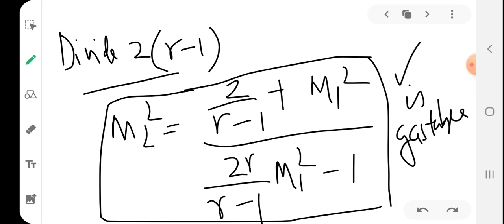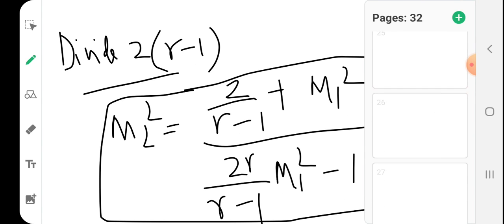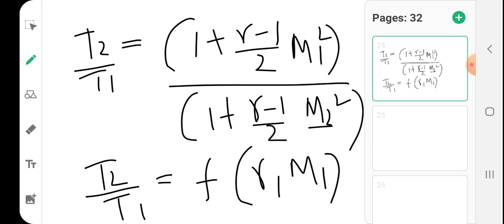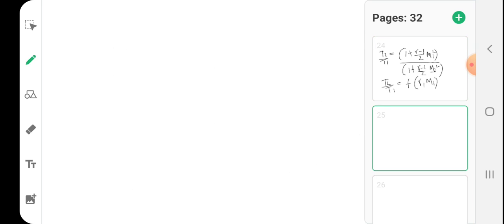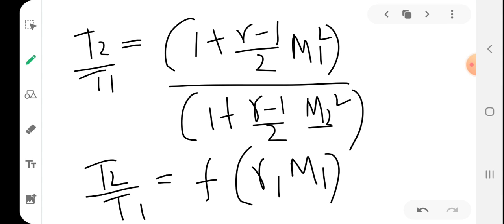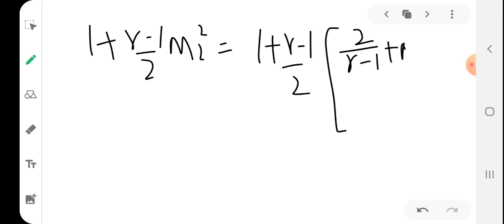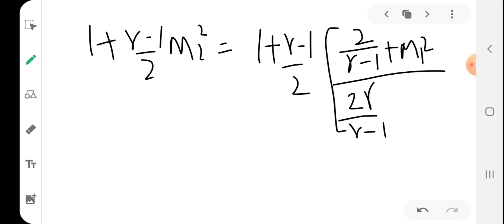You substitute this equation. Here, instead of 1 plus gamma minus 1 by 2 M2 square, I am substituting. 1 plus gamma minus 1 by 2 M2 square can be written as 1 plus gamma minus 1 by 2, and instead of M2 square, I will substitute 2 by gamma minus 1 plus M1 square by 2 gamma by gamma minus 1 M1 square minus 1.